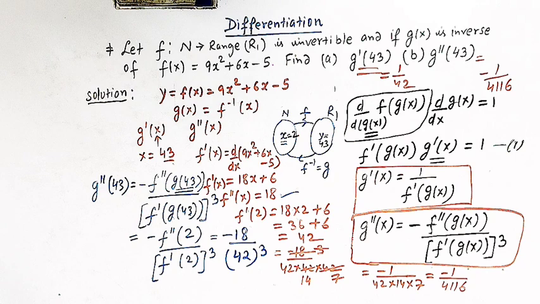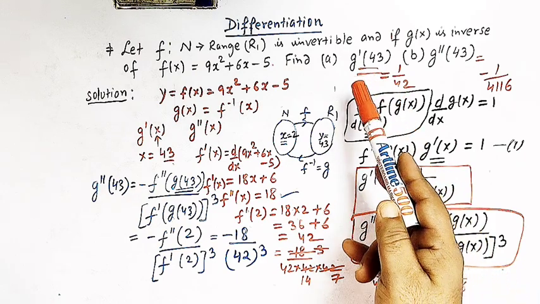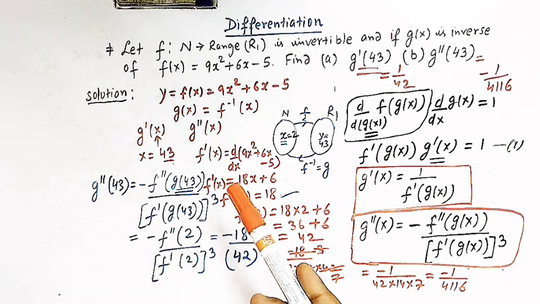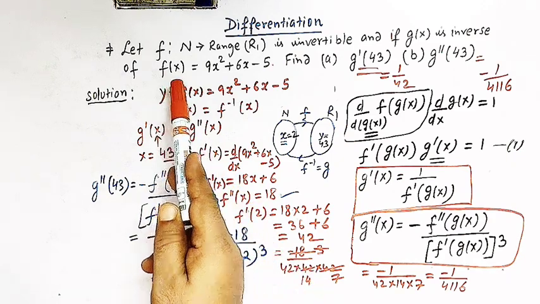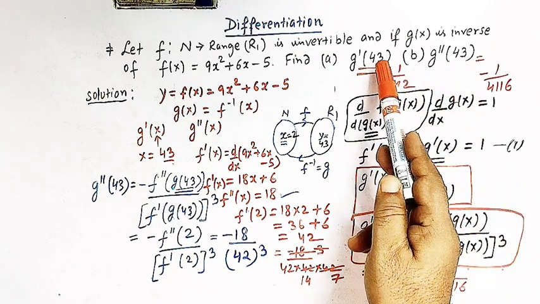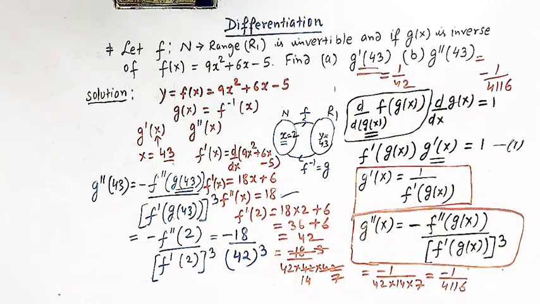So this is how, by making use of these two important results, we can find out the first derivative and the second derivative of the inverse function of f(x) at the indicated point, and the indicated point is x = 43.